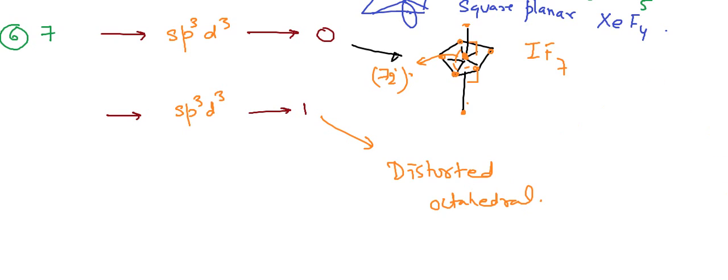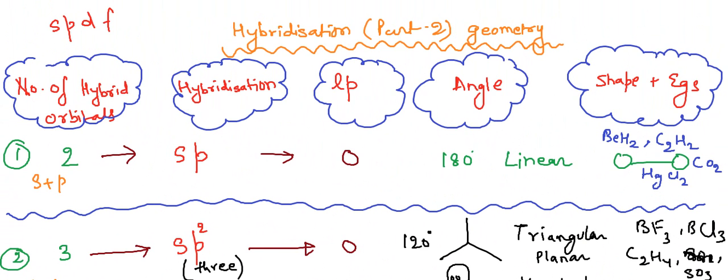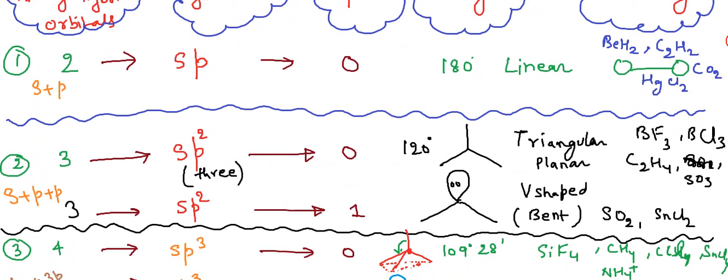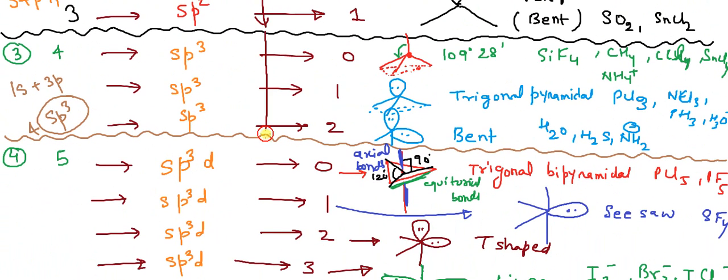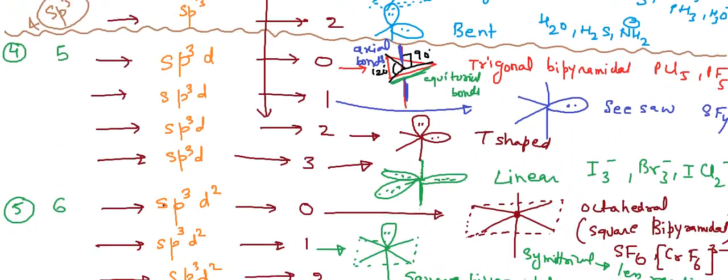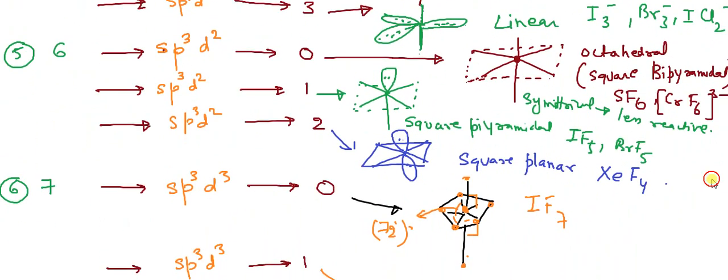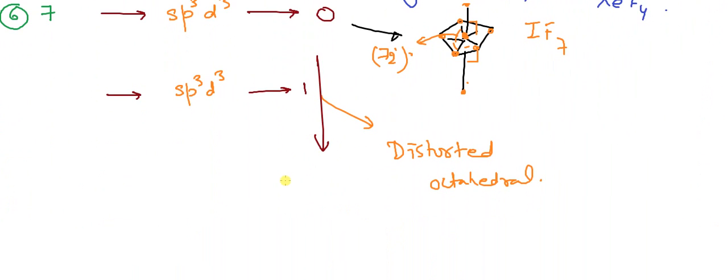Okay, now as you can see throughout this whole thing, as we are going down, the angle is decreasing. Here, in the first case it was 180, then 120, then 109 degrees, and then it reduced to 90 degrees, then 72 degrees. As you go down the table, the angle decreases.